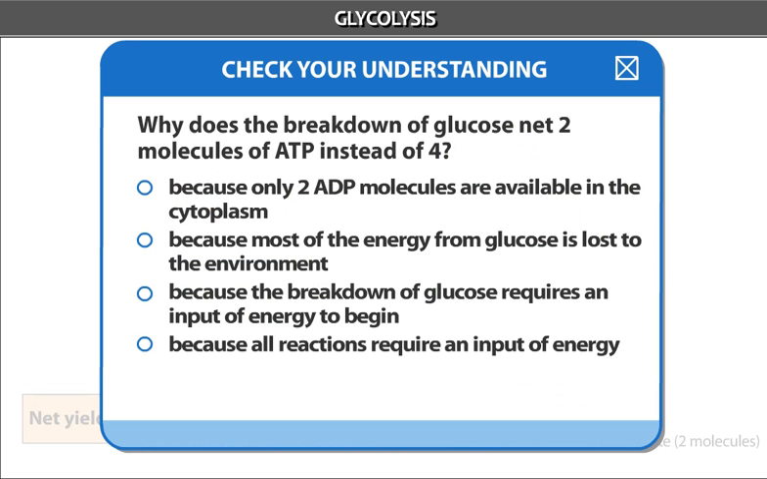Why does the breakdown of glucose net two molecules of ATP instead of four? Because only two ATP molecules are available in the cytoplasm, because most of the energy from glucose is lost to the environment, because a breakdown of glucose requires an input of energy to begin, or because all reactions require an input of energy? And the correct answer is because a breakdown of glucose requires an input of energy to begin.